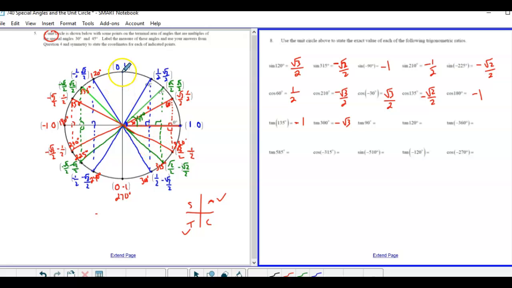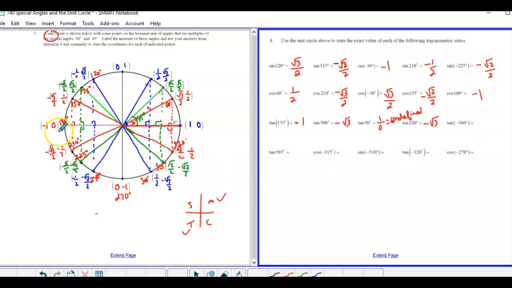Tan of 90, so that's y over x, which is 1 over 0. We don't like that. That does not exist. So we say it's undefined because you can't divide by 0. Okay, tan of 120 is here, so it's root 3 over 2 divided by negative 1/2, so it's going to be negative root 3. So anything to do with a reference angle of 60, like 300 and 120, is going to be root 3, either positive or negative.